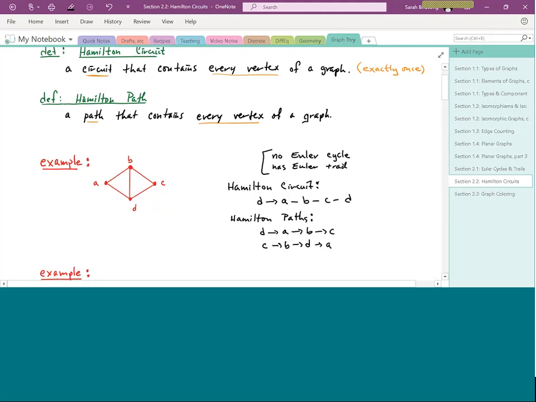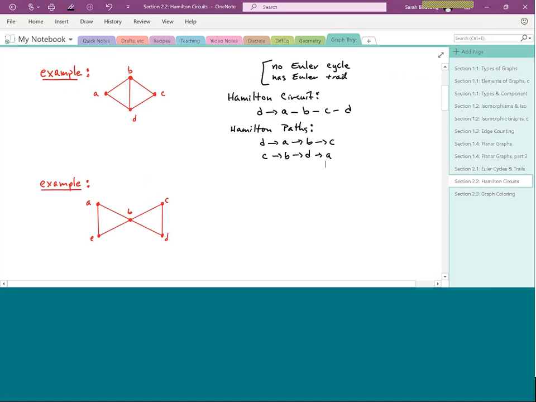All right, so that's one example. Let us look at another example. Now, the key things to remember are the Euler cycles and trails deal with the edges. You have to get to all the edges exactly once. The Hamilton circuits and paths, that's where you reach all the vertices exactly once.